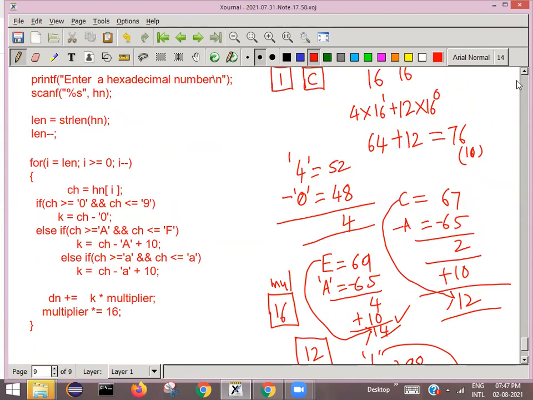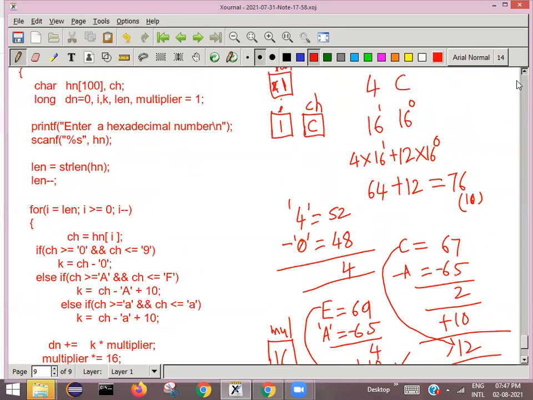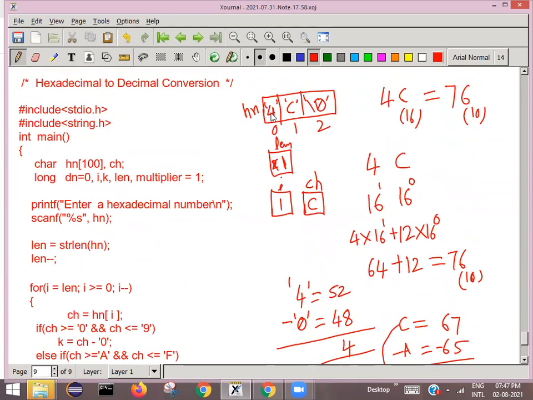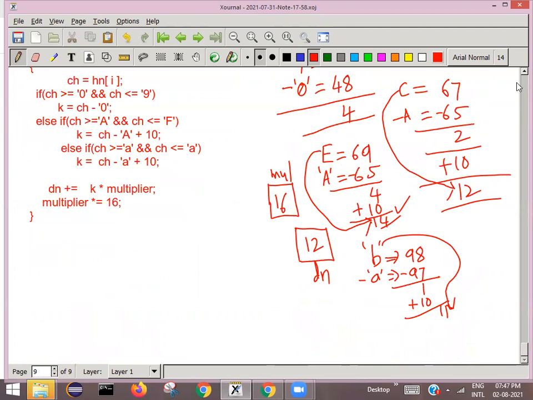i minus minus means i value will become 0. Okay, so i value becomes 0 here. ch is equal to hn of 0. hn of 0 contains what? 4. Okay, so that 4 will be stored here. 4 character we obtain here.